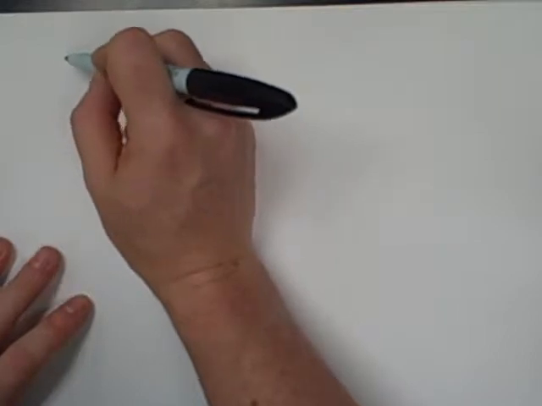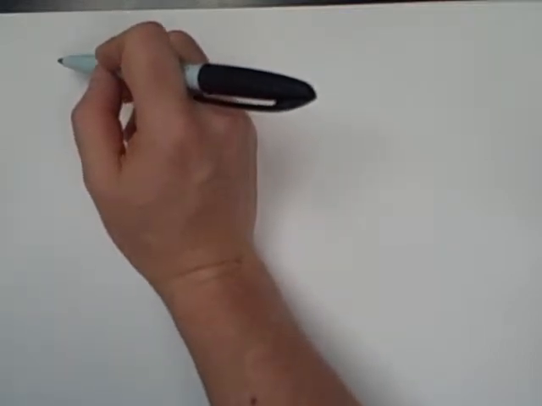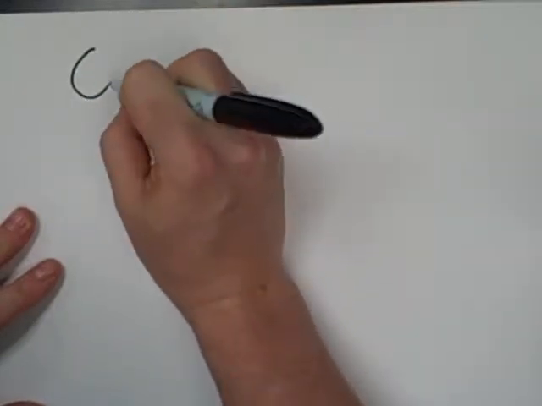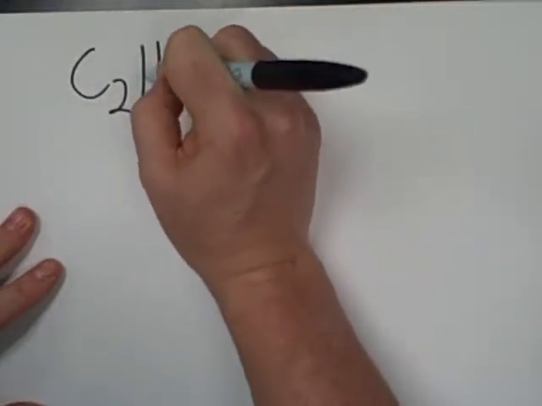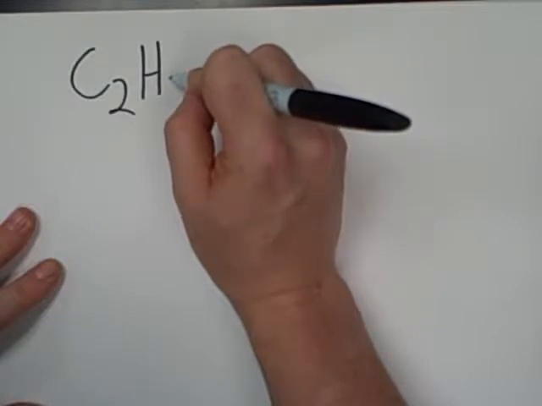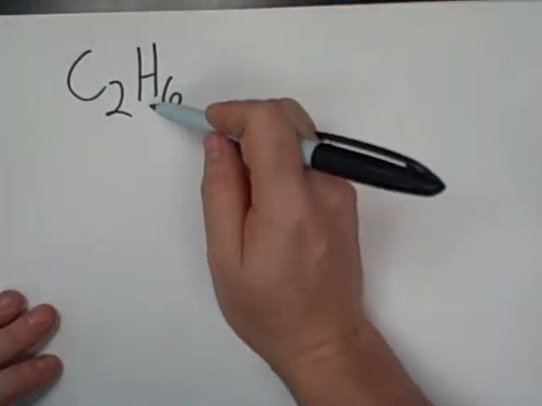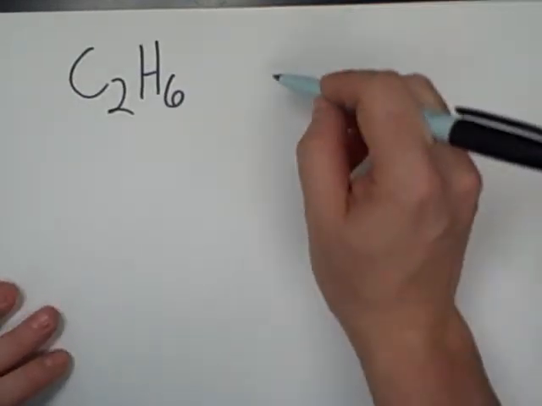Now we're going to do a Lewis structure for C2H6.